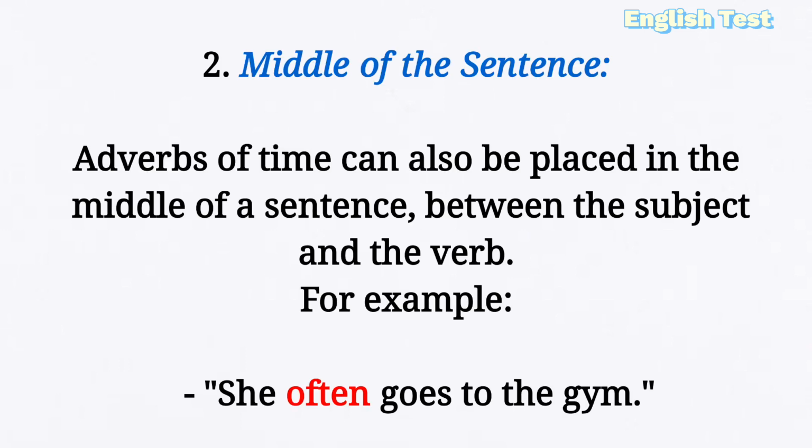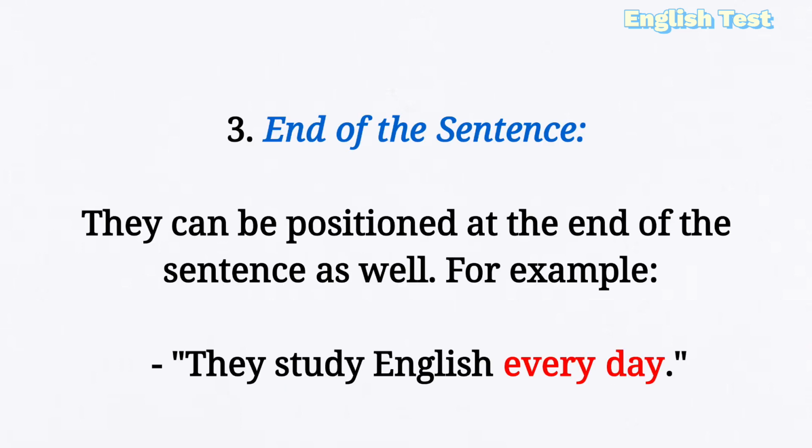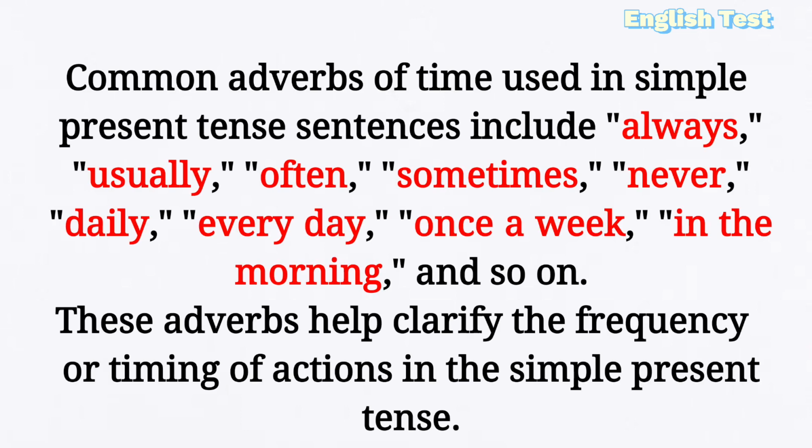2. Middle of the sentence. Adverbs of time can also be placed in the middle of a sentence, between the subject and the verb. For example: She often goes to the gym. 3. End of the sentence. They can be positioned at the end of the sentence as well. For example: They study English every day. Common adverbs of time used in simple present tense sentences include always, usually, often, sometimes, never, daily, every day, once a week, in the morning, and so on. These adverbs help clarify the frequency or timing of actions in the simple present tense.